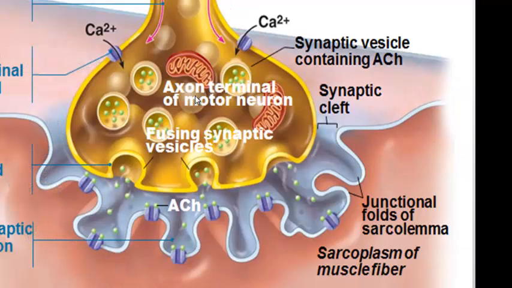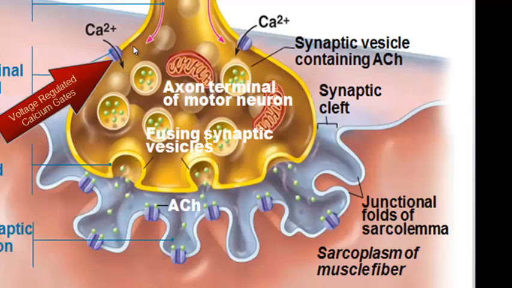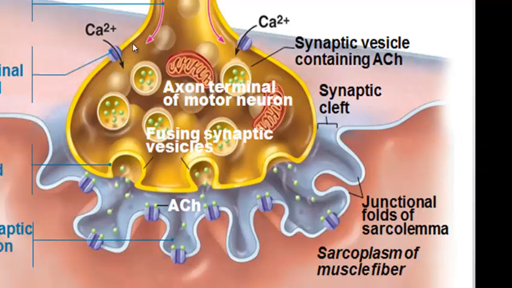Now here at this axonal terminal of the neuron, an electrical event comes traveling down. That electrical event comes in contact with this set of proteins here. They're scattered throughout the axonal terminal. And what these are, are voltage regulated calcium gates. When the electrical event comes down, it triggers them open.